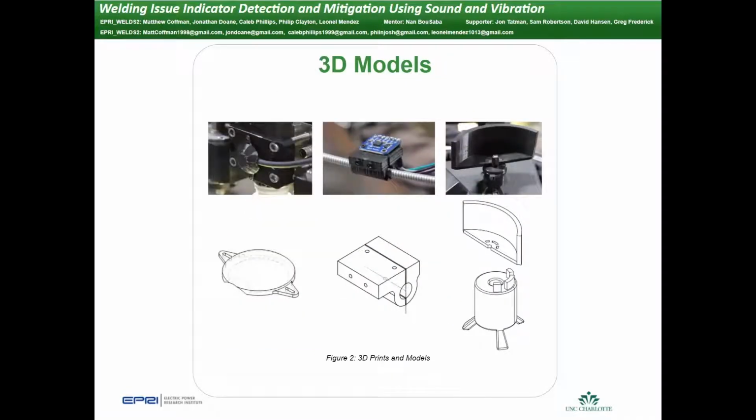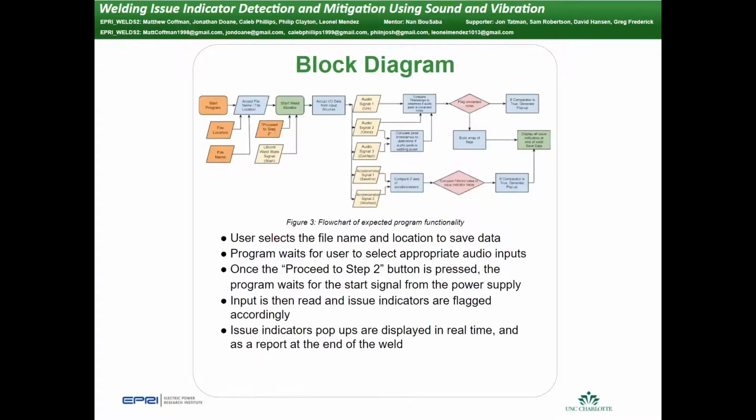These are the models that were created throughout the project. This is the flow chart of expected program functionality. First, the user selects the file name and location to save the data. The program then waits for the user to select the appropriate audio inputs.